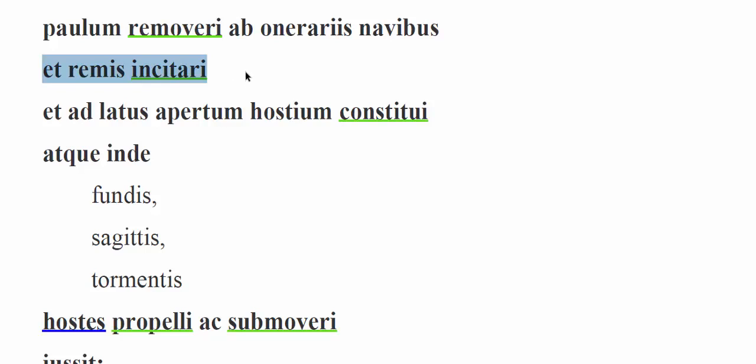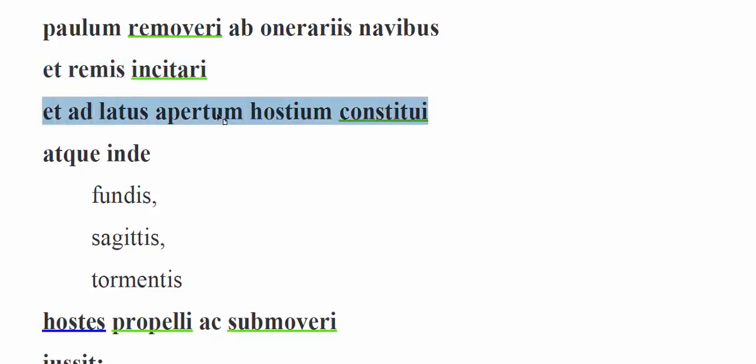And he ordered the warships to be powered by oars, okay, because we remember that ancient ships were powered both by sail and oar. And he ordered the warships to be set up, so to go and establish themselves at the open flank of the enemy. Remember, alatus is a side, but we're in military terminology here, so we speak about a flank. So this is the side of the troops, so not face on.